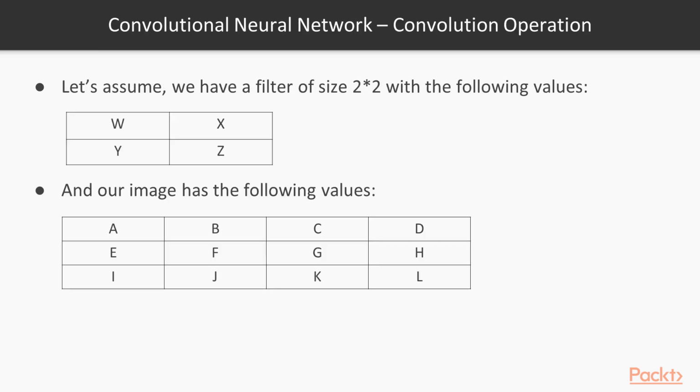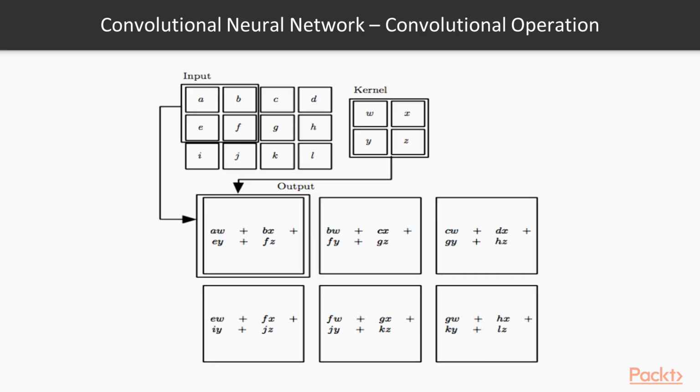Mathematically, how does this operation happen? Suppose that you have a filter of size 2 by 2 with the values W, X, Y and Z, and our image has the values A, B, C, D, E, F, G, H, I, J, K, L. If you want to slide this filter across the image, this is how you'll do it. The first cell of the output is the dot product of the kernel and the corresponding portion of the image. AW plus BX plus EY plus FZ is the first output cell in our output image.